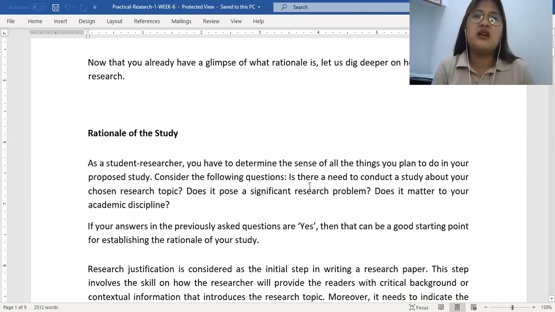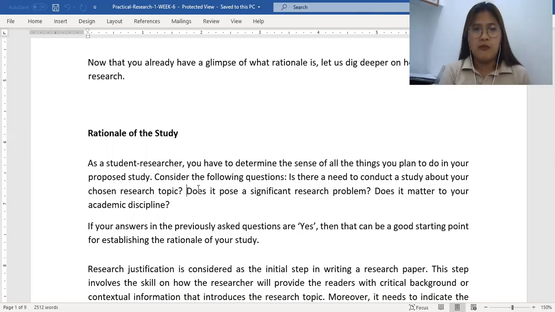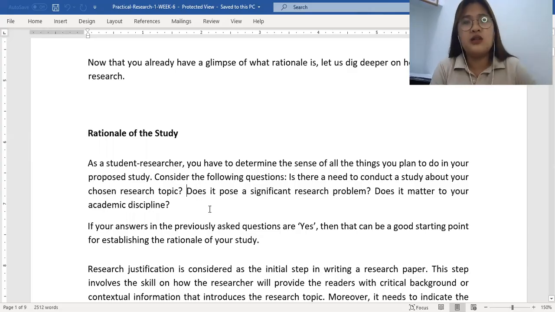Is there a need to conduct a study about your chosen research topic? Sure ka ba? Hindi pa ba yan na address? Hindi lang ba yan mag-google? So classmates, bear in mind kapag nag-iisip ka ng research topic at may gusto kang i-research, make sure na hindi siya yung ka-google-google. Okay, baka it's just a Google away, so bakit mo pa siya i-research?